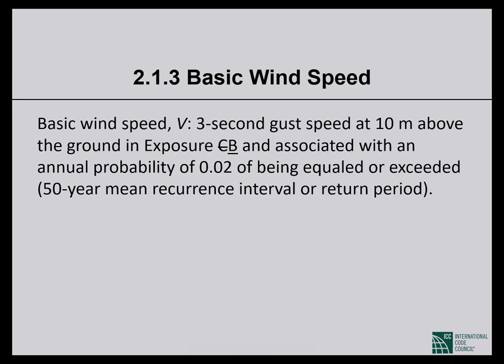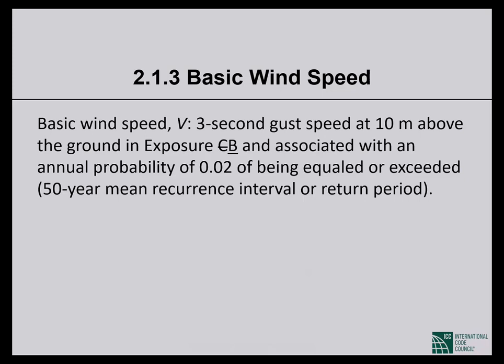What is the roughness of the ground? That's where this exposure B comes in. Okay, the exposure B is flat open country for now. Wind velocities are typically measured at airports, which is typically flat open country, and that's where that comes from. And then 50-year return period means this is a velocity that is expected to occur once in 50 years in very simple terms. Now the exposure B, I crossed out C and underlined B.